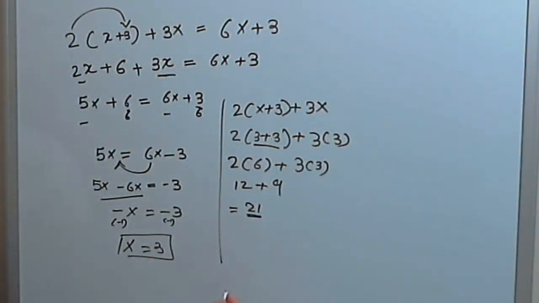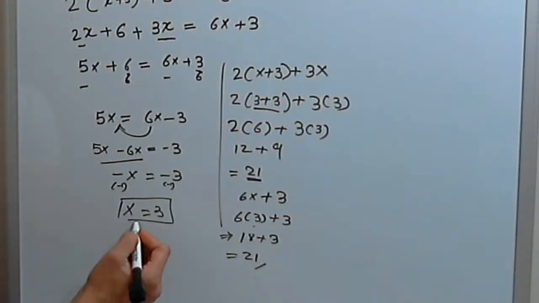Let's see what happens if I solve the right side. 6x plus 3. Again, x equals 3, so 6 3s are 18 plus 3, and this gives me 21. All right. So my left side and right side answers are both the same. And that's why x equals 3 is the correct solution.